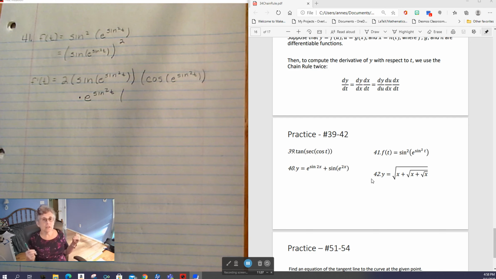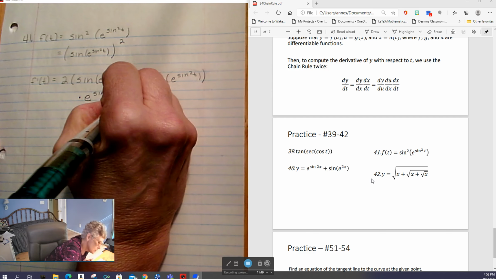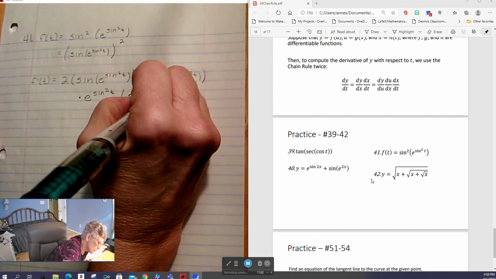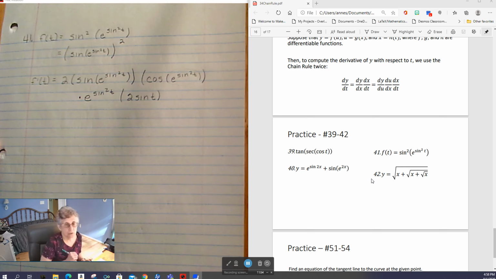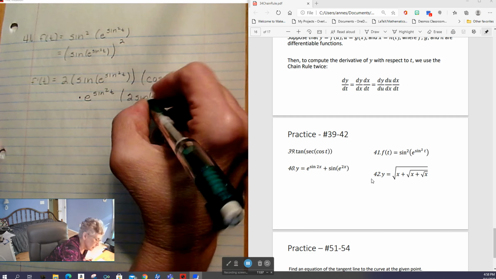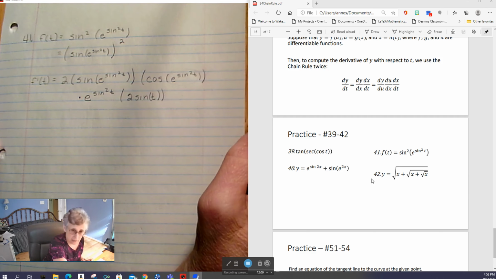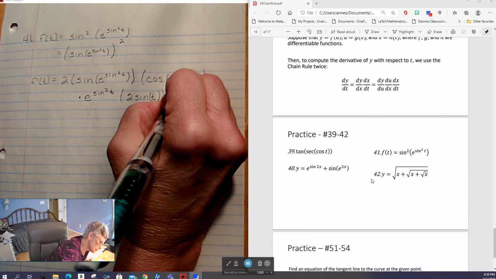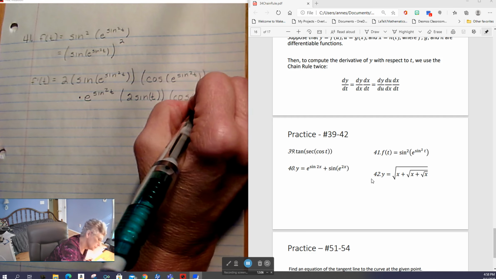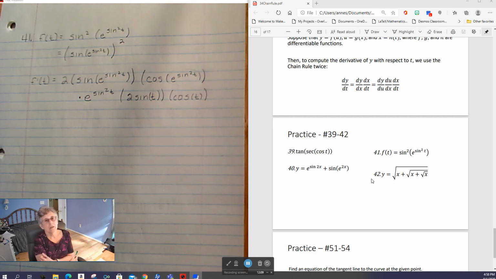Then I need the derivative of sine squared of t. Remember, that means sine of t living inside a set of parentheses, whole darn thing squared. So 2 times the sine of t, subtract 1 from the exponent, times the derivative of that thing's inside function, cosine of t. That one took a lot of work, but you can do it. Don't give up. Everybody gets to be differentiated.